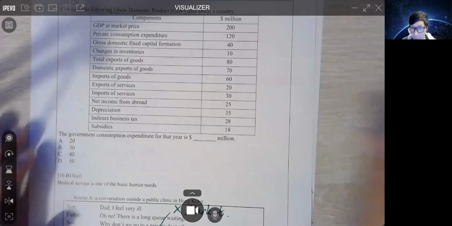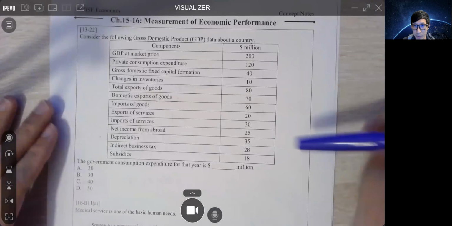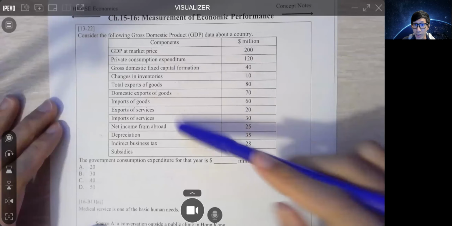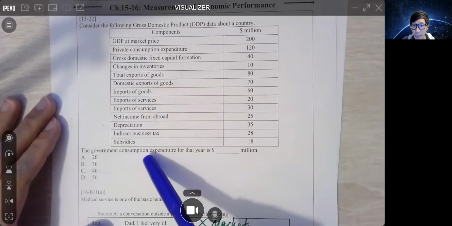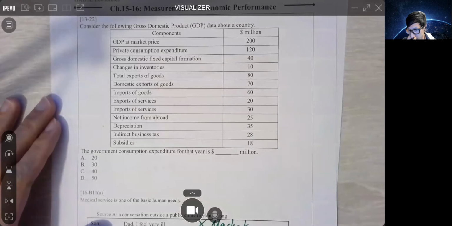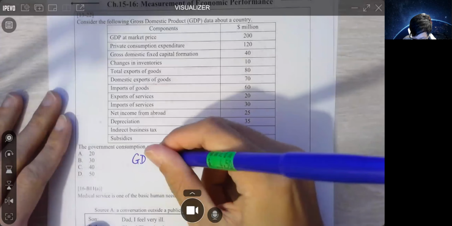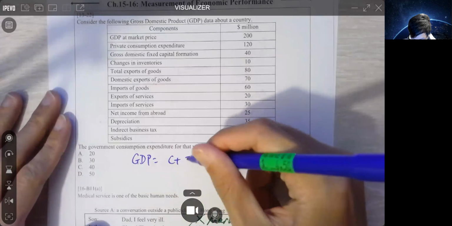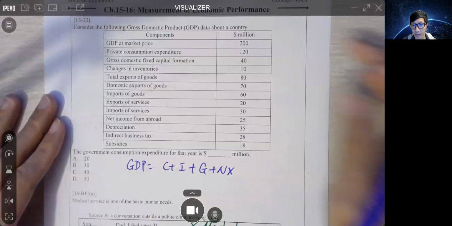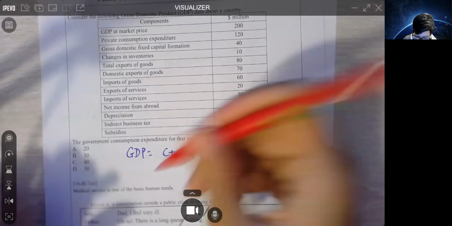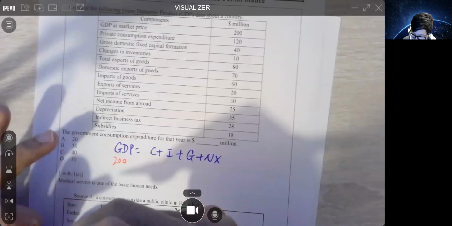Oh, we get one more question and then we can move on to the next video, right? As usual, you are given GDP data, right? Now this time you are asked to calculate government consumption expenditure, okay? What does that mean? GDP equals C plus I plus G plus NX. Let's take it slowly. GDP given is 200.